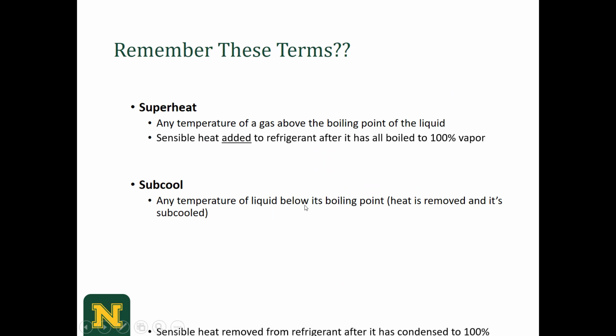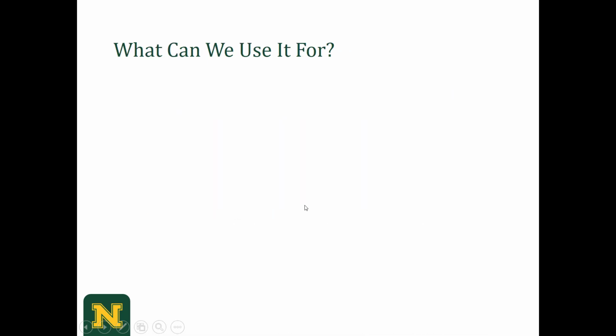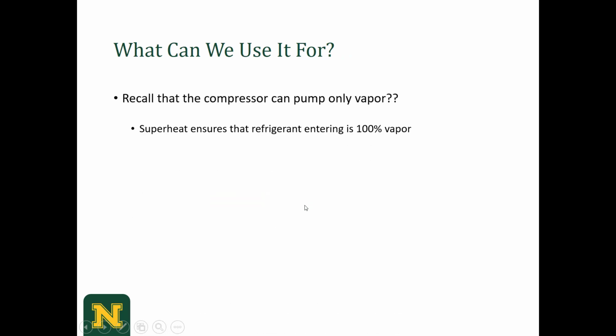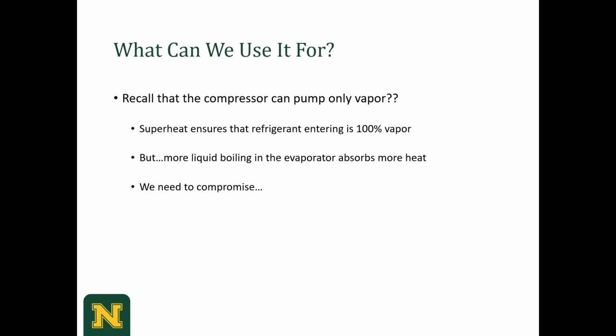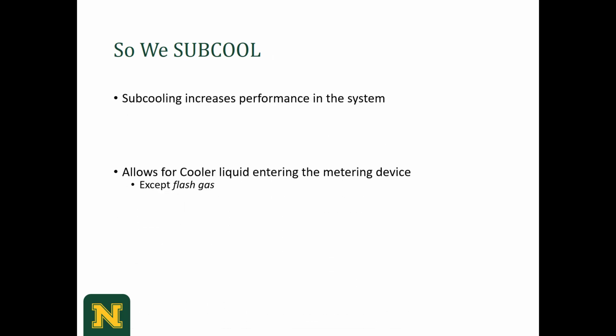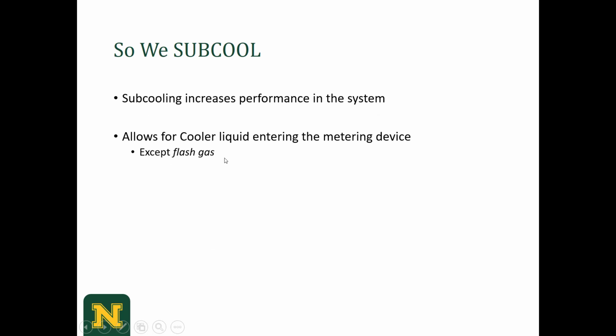And we talked about these as well. Animation's off a little bit. So why we use this, right? Superheating ensures that the refrigerant is entering at 100% vapor as it's going into the compressor, right? More liquid boiling in the evaporator absorbs more heat, so we need to compromise. So at that same point, we have to subcool to increase performance within the system. This allows for cooler liquid entering in the metering device, right?